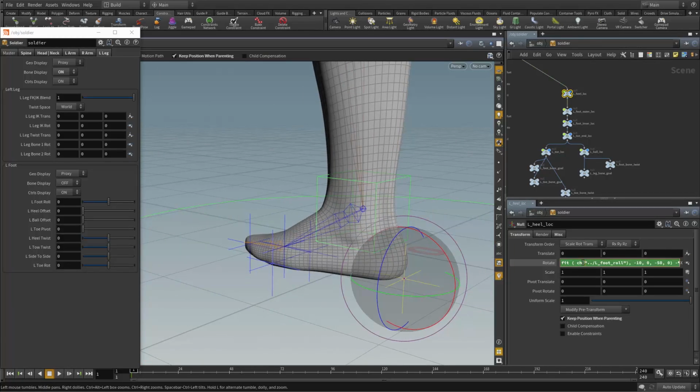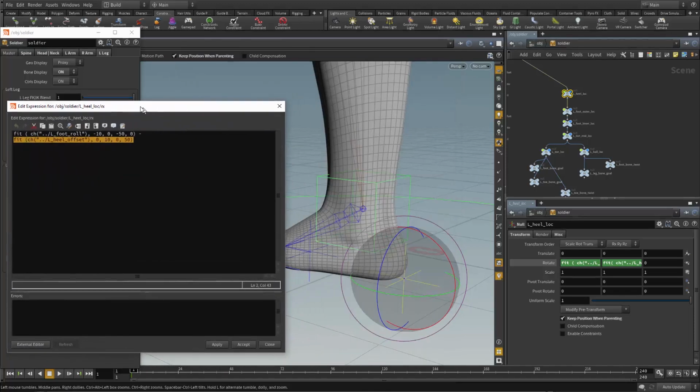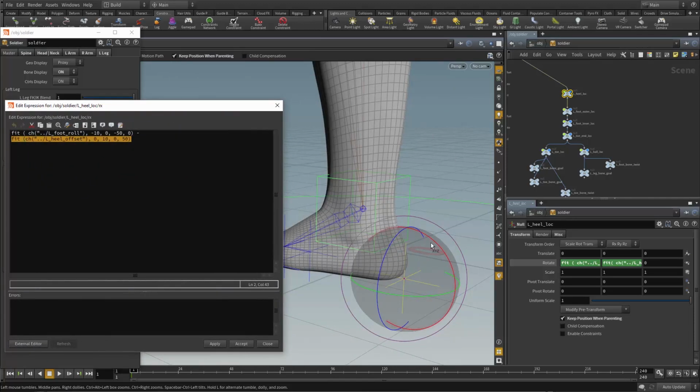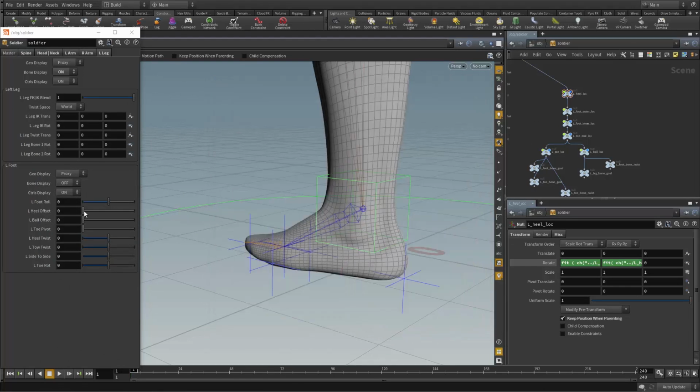So using Alt-E, I can bring up the expression editor. We can see that entire thing. So ignore for a moment this left foot roll and look just at this fit expression. So we're saying left heel offset is the value that we're fitting, and its minimum is 0 and its maximum is 10. And we want to fit that between 0 and 50. And 50 is just the amount that I found just by manually selecting this node and rotating it back on X until it reached a point that I was comfortable with. So that's why I chose 50. And so this part of the expression is controlling this action.